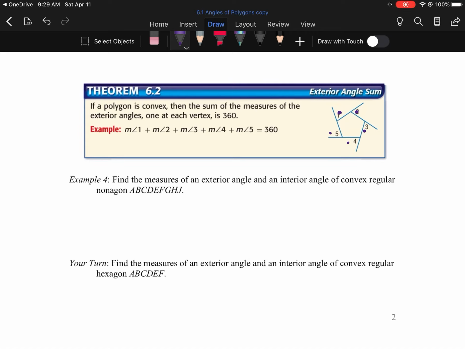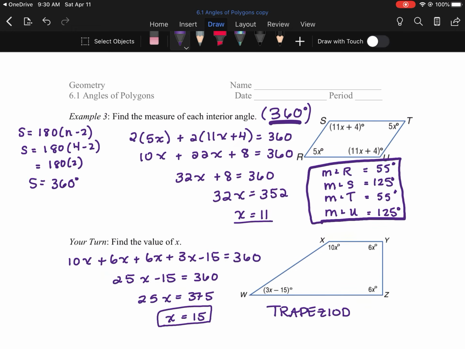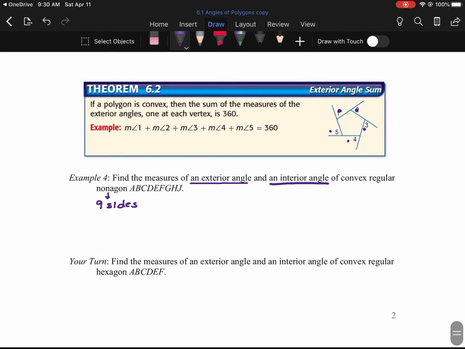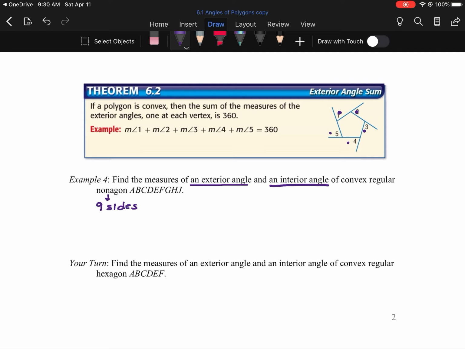So for number 4, find the measures of an exterior angle and an interior angle of a convex regular nonagon. So we have to remember a nonagon has 9 sides. All right, so this is actually going to be probably a little bit easier than you think. So we know that the sum of the exterior angles is 360. So I could take 360 divided by 9, because there's 9 sides, and that's going to give me 40 degrees for each exterior angle.